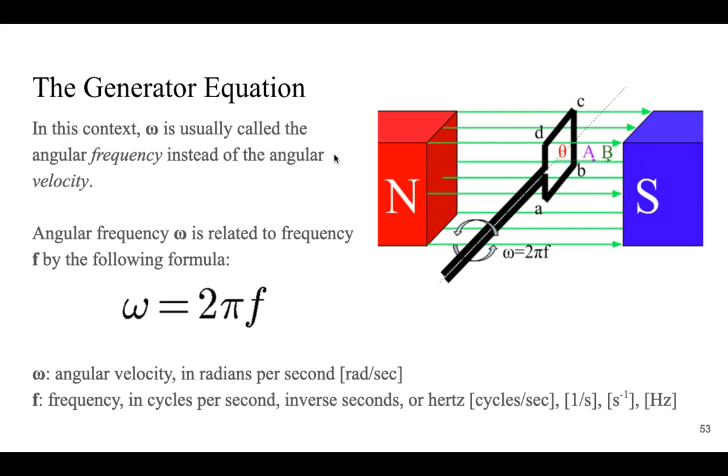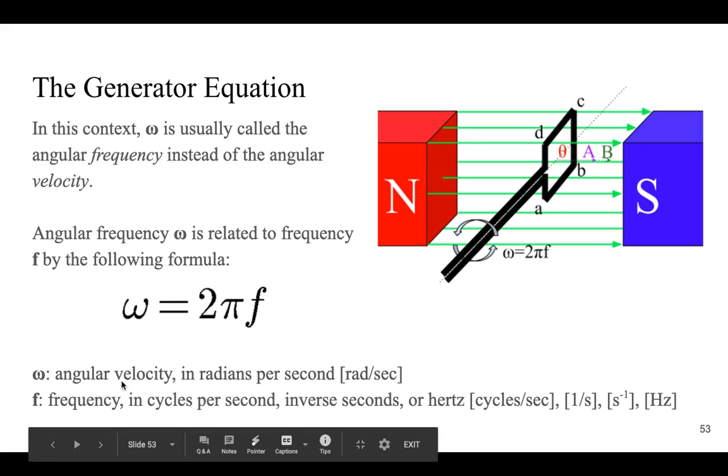So I've been calling it angular velocity. In this context, we would probably rather call it angular frequency instead of angular velocity. So this is angular frequency, different than regular frequency. So omega is angular frequency. I should have changed that from angular velocity to angular frequency in units of radians per second.